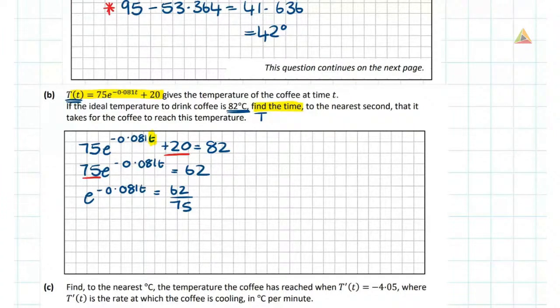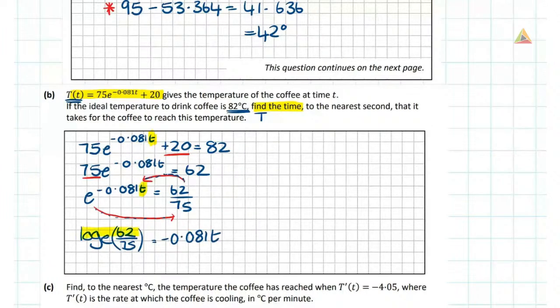So we're trying to get this t out of here. And because it's in the power, we're going to have to use logs. So we're coming back in with our anti-clockwise arrows. Hopefully we remember. And that's going to tell us that we have log to the base e, and another way of writing that is ln. We're following the arrows this direction, so 62 over 75. And again, following the arrows in this direction, equals minus 0.081 t.